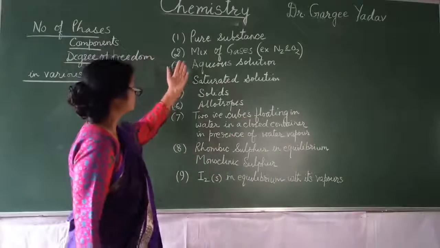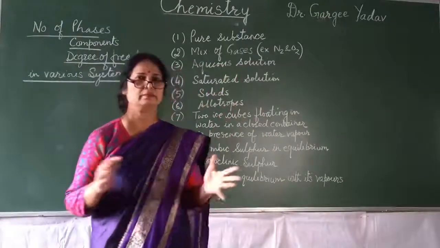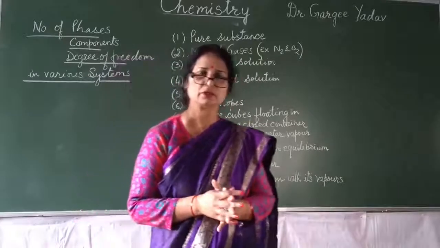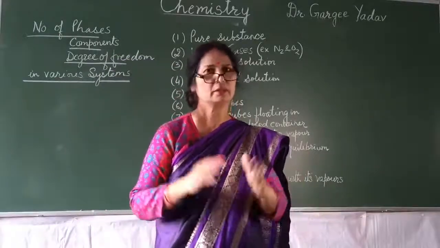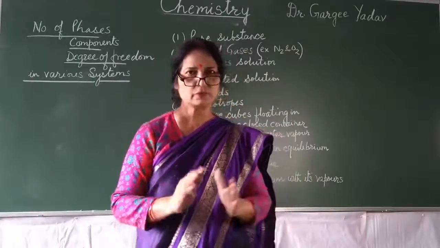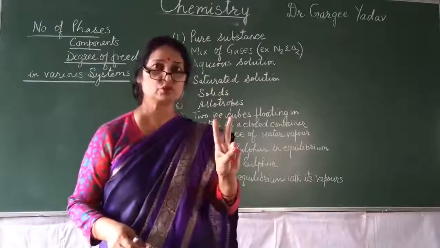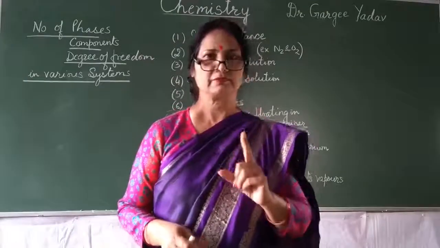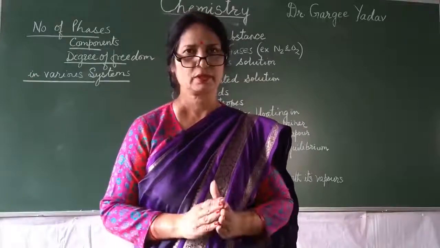Okay. Now suppose we have a mixture of gases. So gases, they always mix freely with each other, and so they always constitute one homogeneous phase because they mix with each other freely. Suppose we are taking N2 and O2, then the number of components will be 2, but the number of phases will be 1. Why? Because gases mix with each other freely.